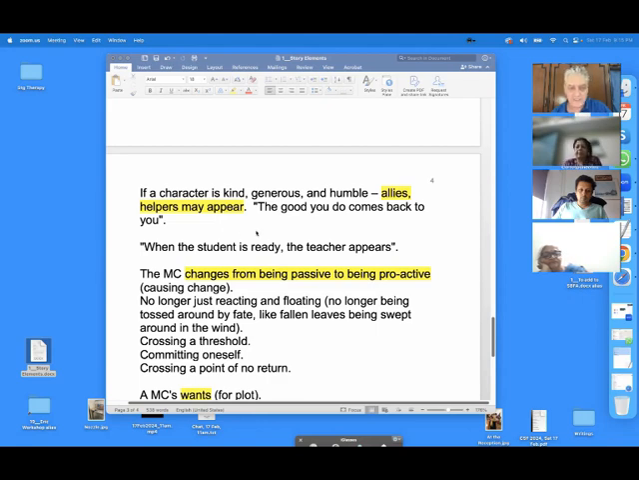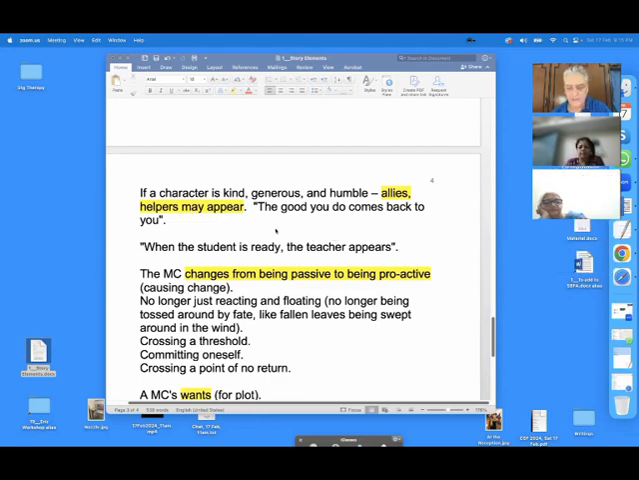When the student is ready, the teacher appears. The principle of karma is basically that. Although karma says it'll happen in the next lifetime, we can also say that it will happen in the same lifetime. Because when we are kind, generous, and humble, we're putting out good energy, and allies, helpers, including fairy godmothers. Well, yesterday we looked at Cinderella, may appear.